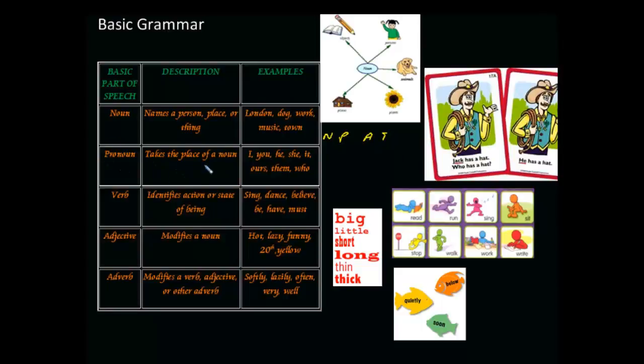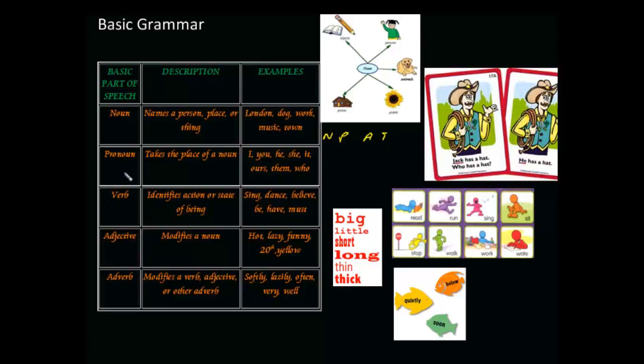Pronoun. Takes the place of a noun. I, you, he, she, or it. So if this person says that Jack has a hat, and if I again ask who has a hat, he'll probably say he has a hat, not Jack again and again. Why do I have to repeat the noun again and again? So anything that takes the place of a noun is a pronoun. He, she, it, they, those, them, and so on.